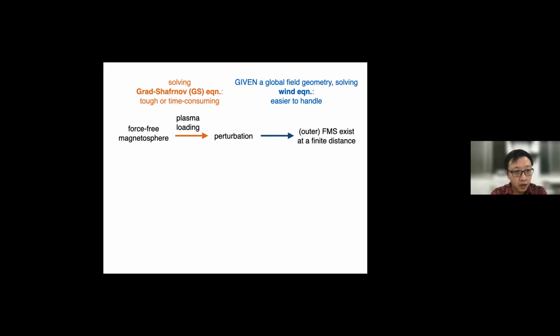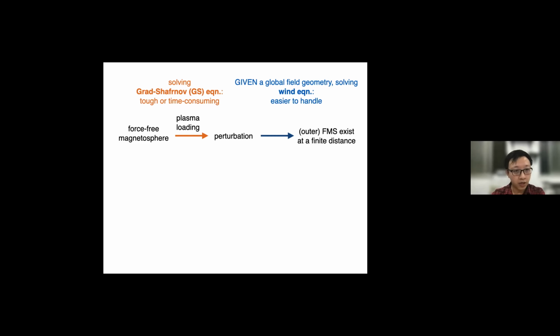So let's consider that we start with a force-free magnetosphere. In that case, it's not guaranteed that a fast magnetosonic point can exist. However, if we add some plasma, we can treat this as a perturbation. With such a perturbation, it will modify the original force-free geometry and guarantee the existence of fast magnetosonic points.